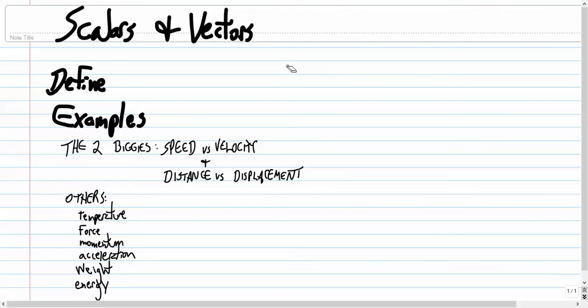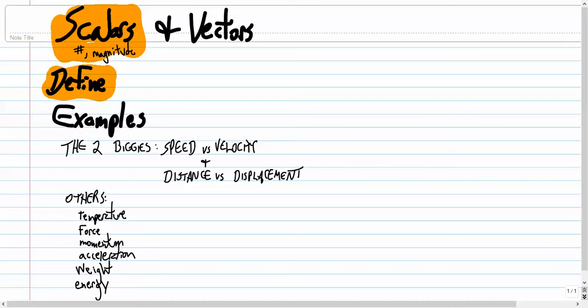All right, scalars and vectors. Let's get started. Let's define scalars. So what is a scalar? A scalar is something that is just a number. If you want to get sciencey, you could call it a magnitude. And magnitude is just a fancy way of saying a number of something.